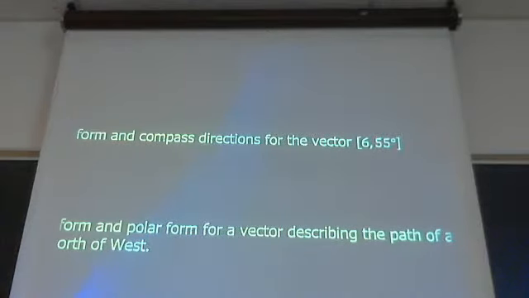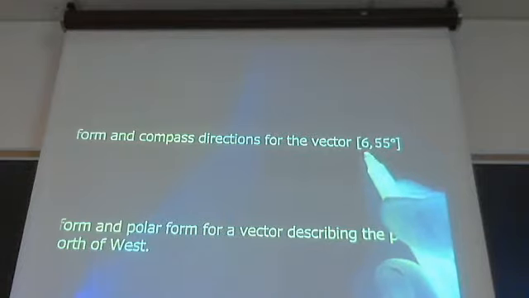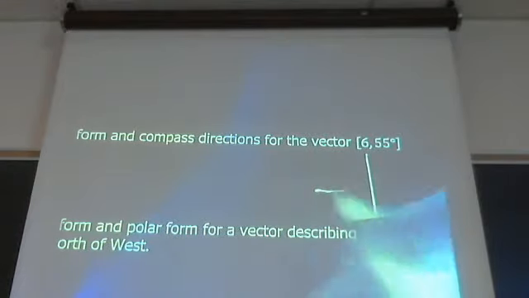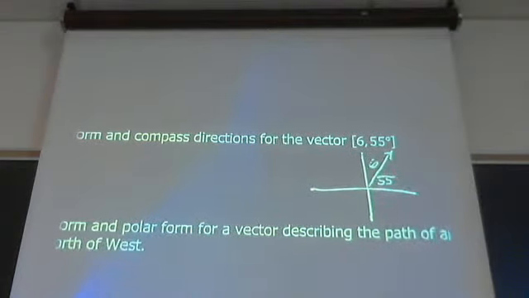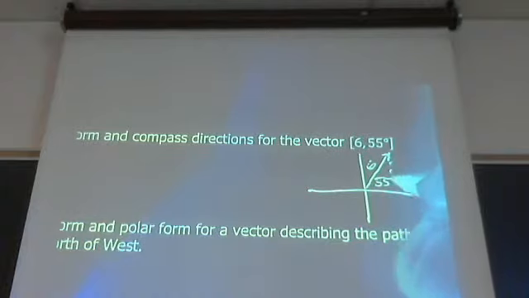63, give the component form and compass direction for the vector. Similar type stuff here, so I think I'm going to skip this one. Yeah, you're talking about the radius and this. Just draw yourself a picture. 55 degrees. So we know what the picture looks like, and then we're talking about finding x and y.